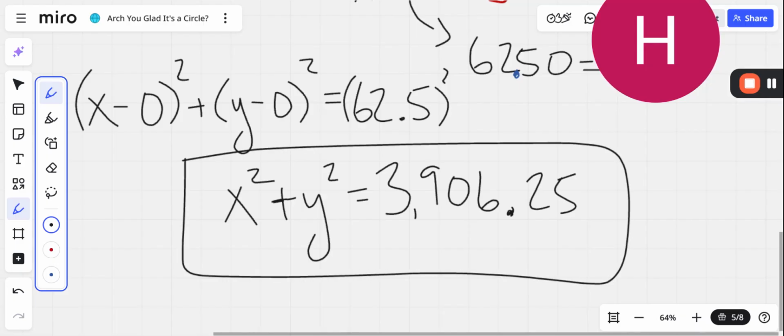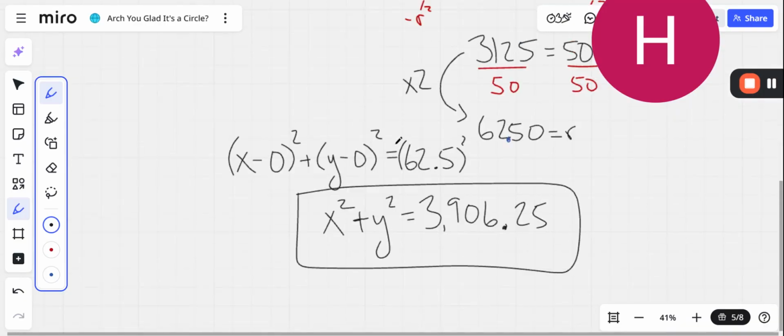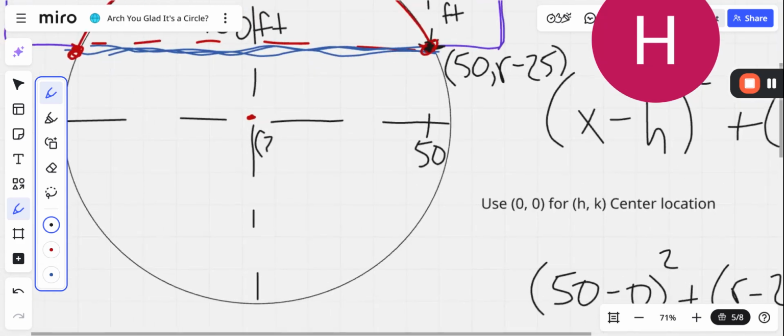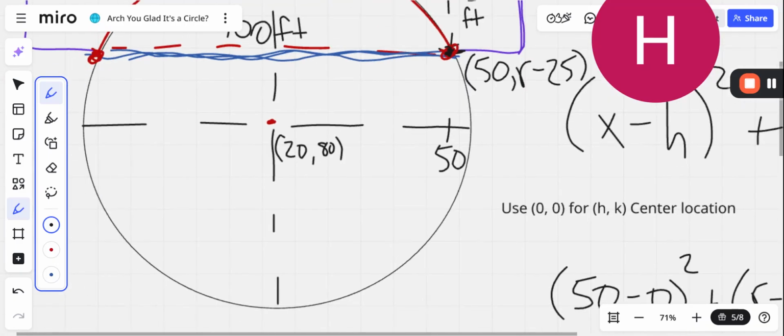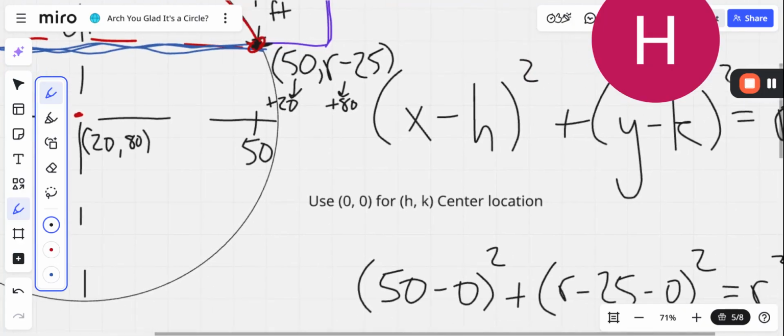Now, as I said, because the center is located at 0, 0 conveniently, I didn't give it some other location. Like, I could have just said this was a point, maybe 20, 80 or something. And from there, everything would relatively be the same, but I would have to shift all of my points. So like this x value would be 50 plus 20, and this y value would be r minus 25 plus 80 or whatever. But the math would work out the same. The r squareds would cancel, and everything would be proportionally the same, so that you'd get the same radius of 62.5.